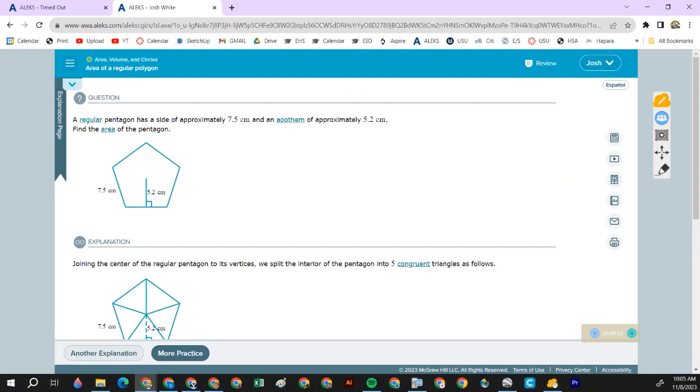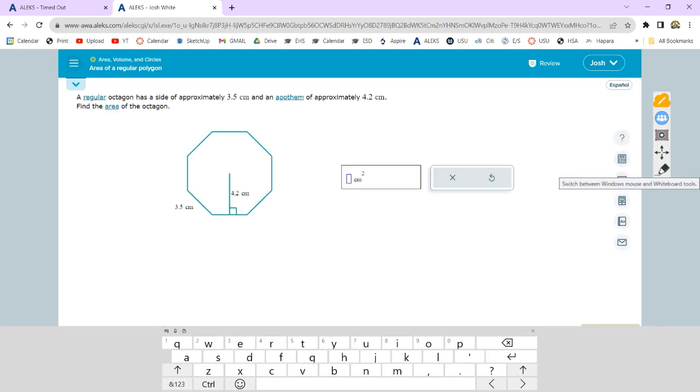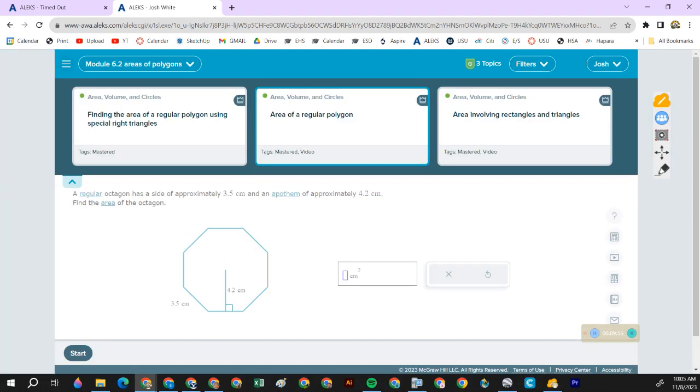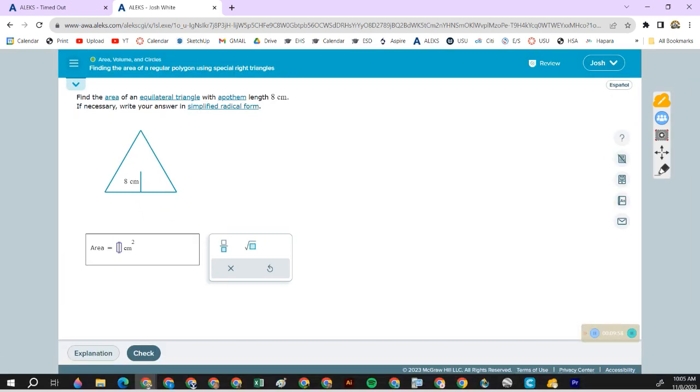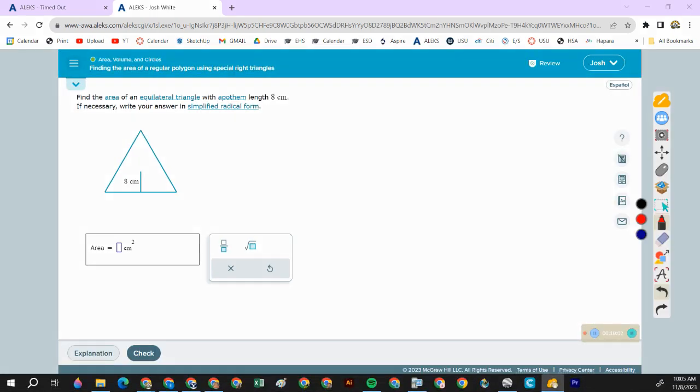Let me look at one more. Oh, all right. Okay. So this is an equilateral triangle, which means all of the sides are equal and all of the angles are equal. An equilateral triangle is also called a regular triangle. In an equilateral triangle, all of the angles, not 30, all of the angles are 60.